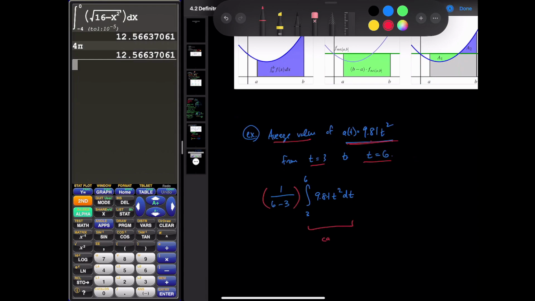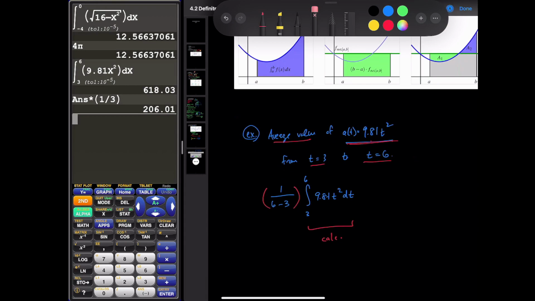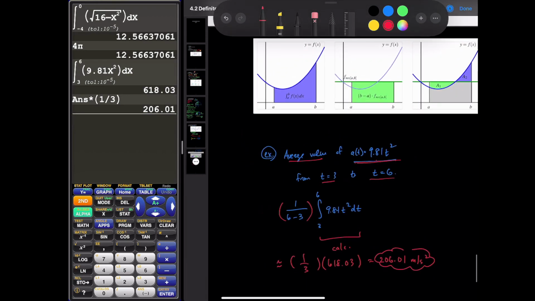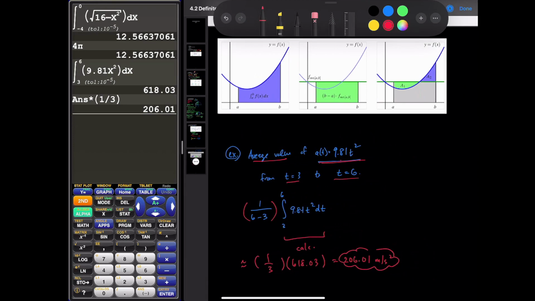This can be done with your calculator, and so can this, right? You're multiplying it by a third. So let's do that quickly. So you'll see on the left, we calculate this integral. This would be 618.03 times a third, which I guess we should have an approximation sign here, which is equal to 206.01. Okay, and this would be meters per second squared if it really was acceleration. All right. So this is how you can get the average value of a function over an interval. All you need to do is add up all those values along that length and then divide by the length of time or the length of the interval, etc.